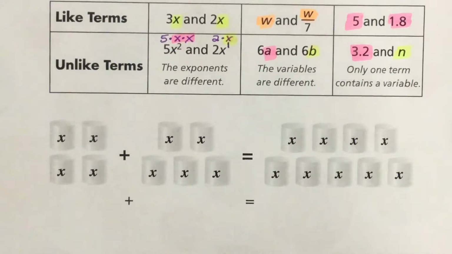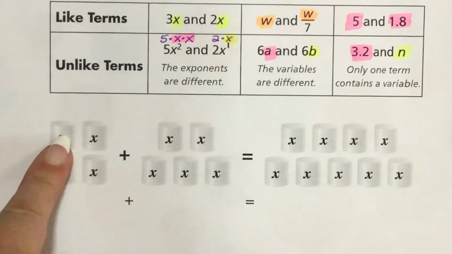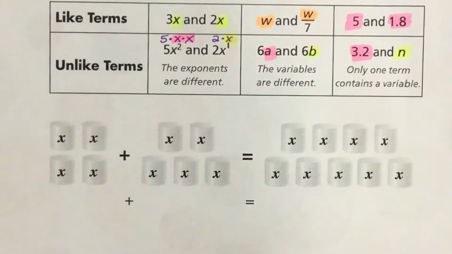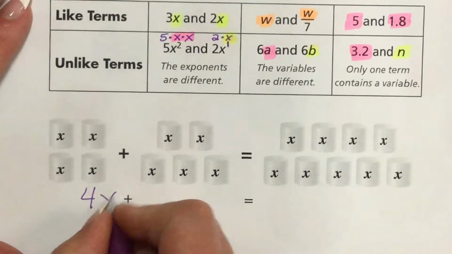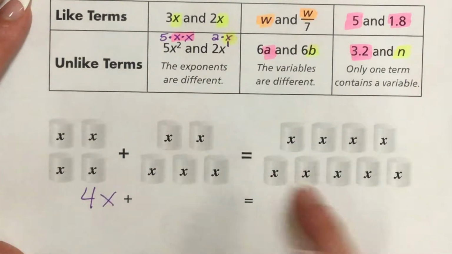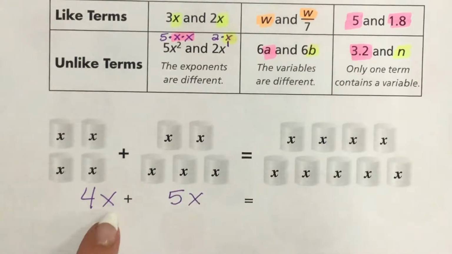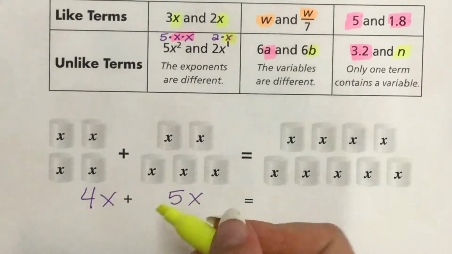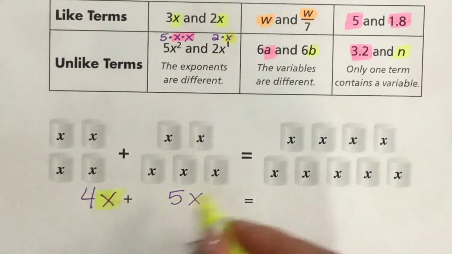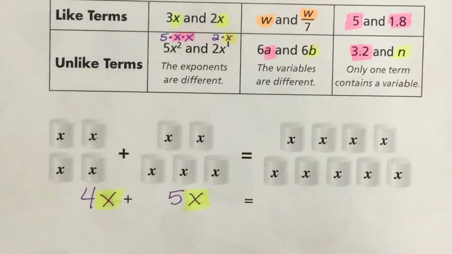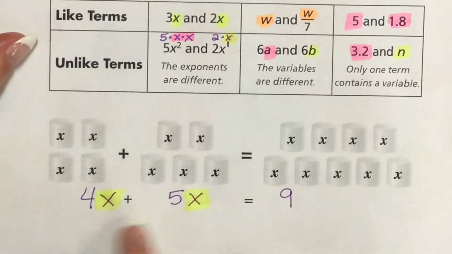So this is kind of like a pictorial. There's a bunch of x's. So there's 1x, 2x, 3x, 4x. So that represents 4x plus, here's some more x's, 1, 2, 3, 4, 5. So this is 5x. So notice that 4x plus 5x, they have the same variable. So these are like terms, and so we can combine them by just adding the two numbers. So 4 plus 5 is 9, and you just keep that x on the end of it. So 4x plus 5x is 9x.